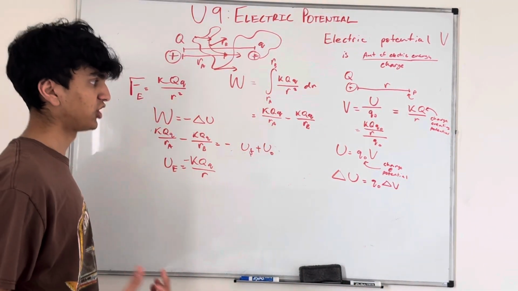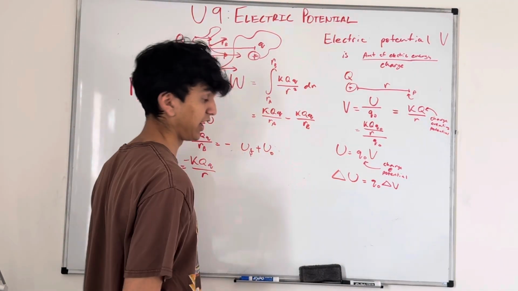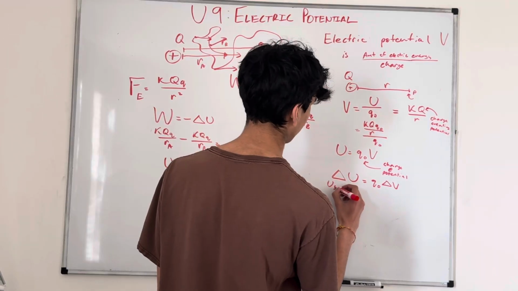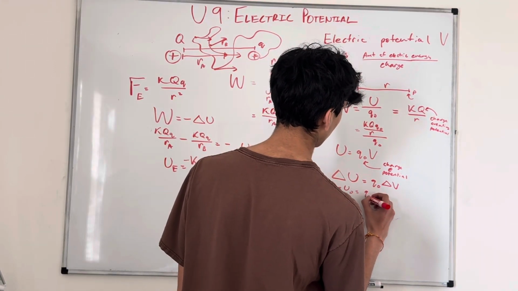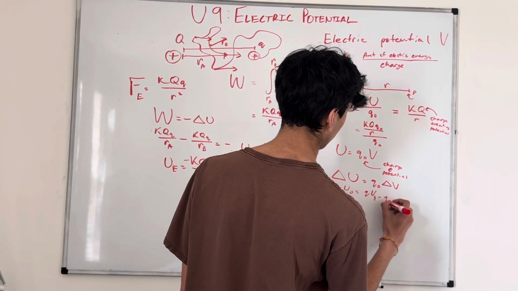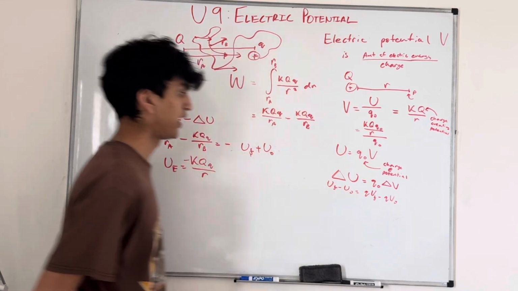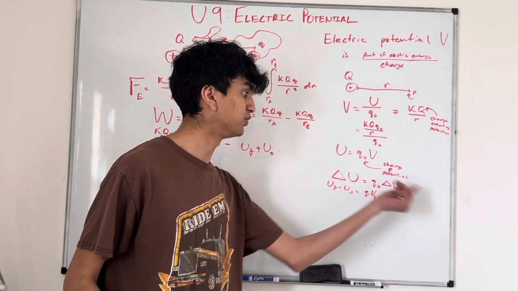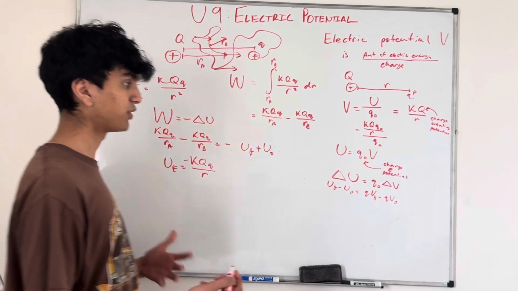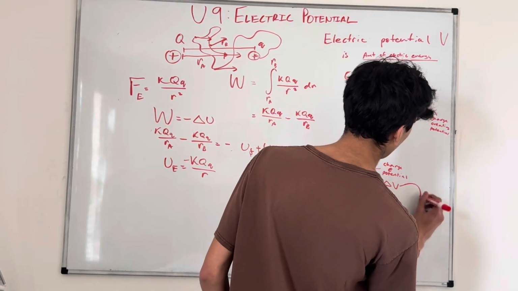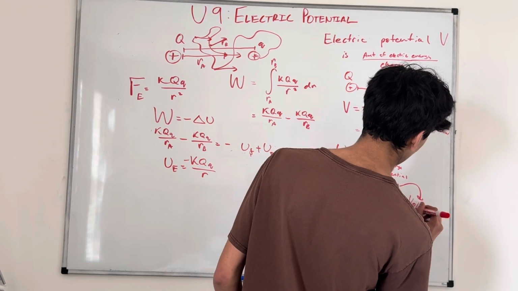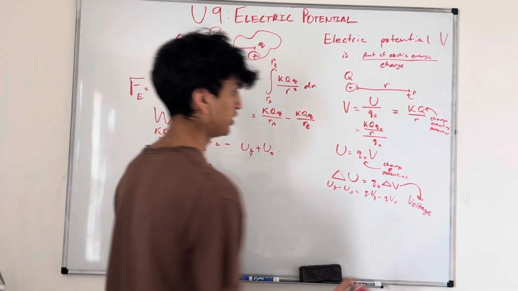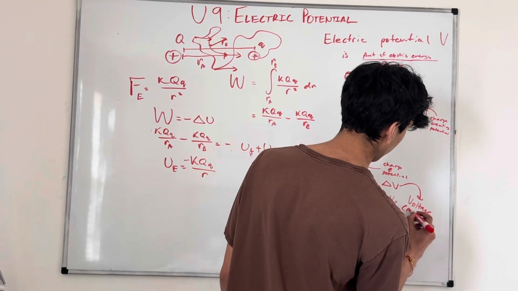Because I didn't change my charge, when really what I'm doing is U final minus U initial, and that's going to equal Q V final minus Q V initial. And you could factor out the Q there and you get change in U equals Q times change in V. The change in V is what we call a voltage. So this is actually what voltage is. It's a potential difference, right? So voltage, aka potential difference.